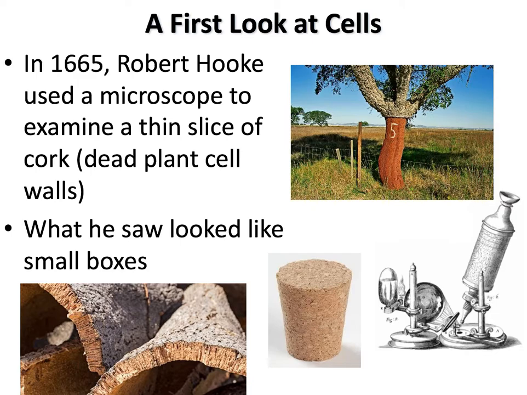It wasn't until later, in 1665, that a man by the name of Robert Hooke used a microscope to look at a thin slice of cork. This is cork. It might be familiar to you. It's inside of wine bottles. It actually comes from the cork oak, which is a tree. And he took a thin slice, looked at it under the microscope, and this is what he saw.